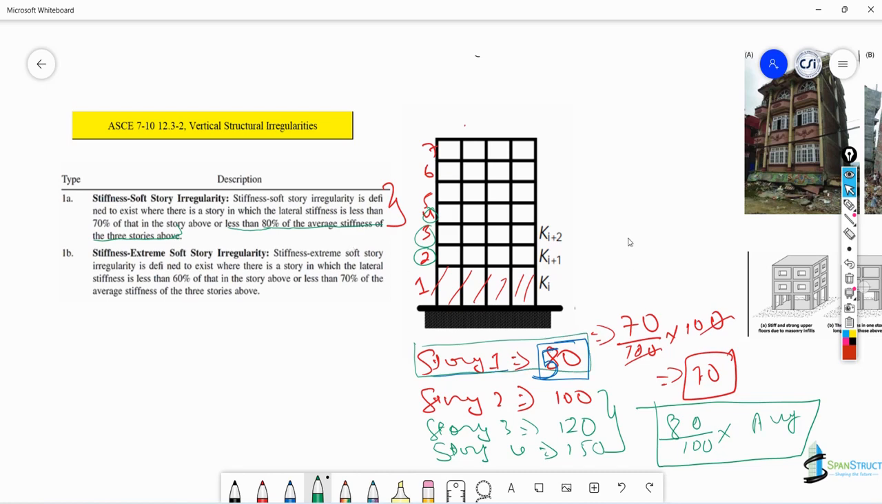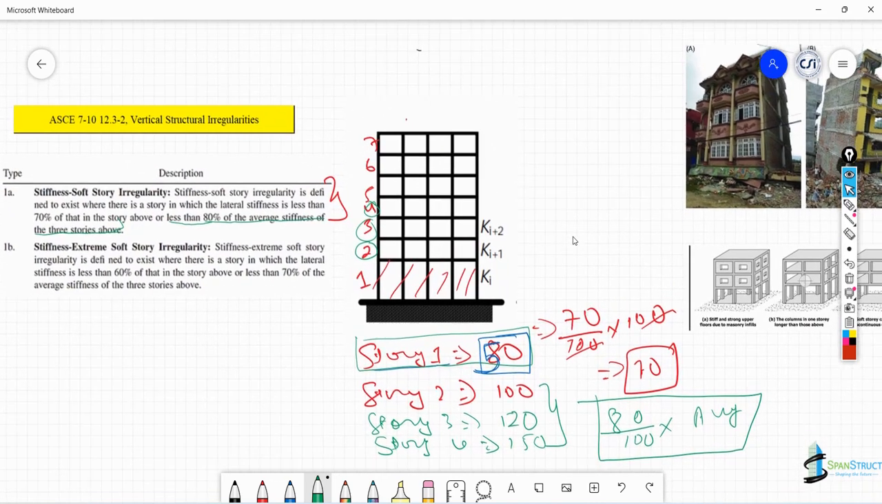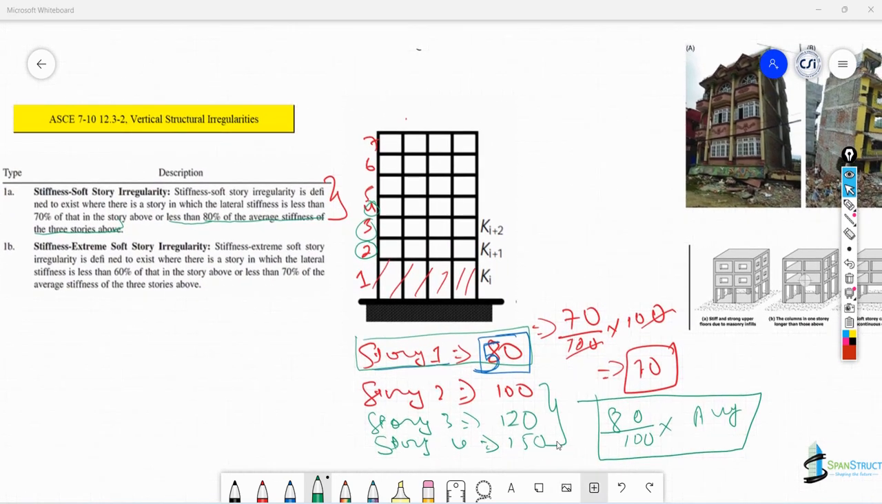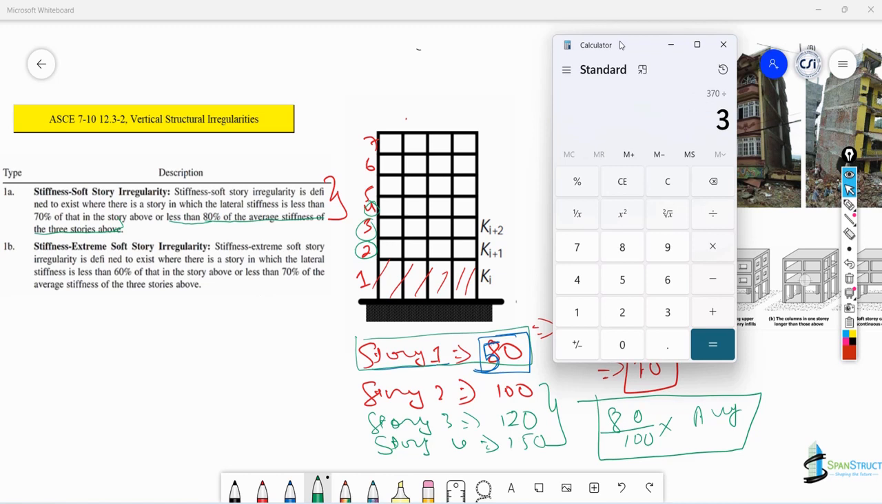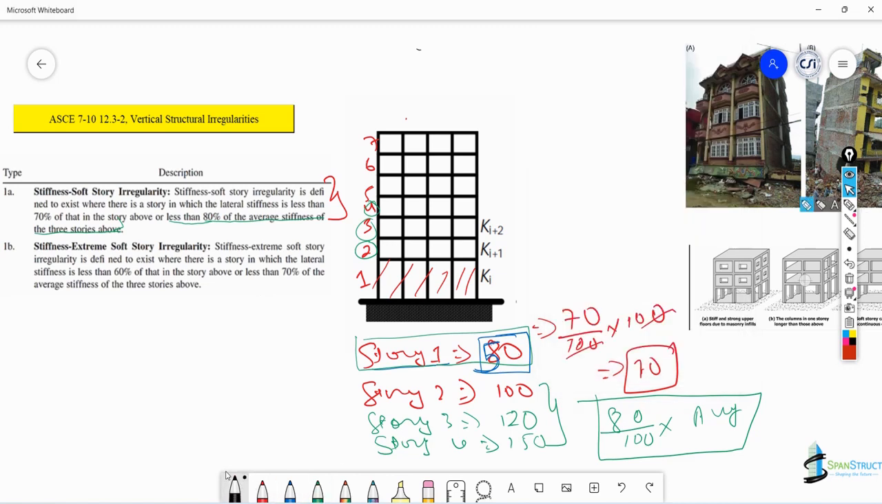Now if I check this condition with the values I have taken, let us take the average here: 100 plus 120 plus 150 is 370, and you have to divide it by 3 to get the average. Now it is coming 123 here. So now we have to calculate 80%.